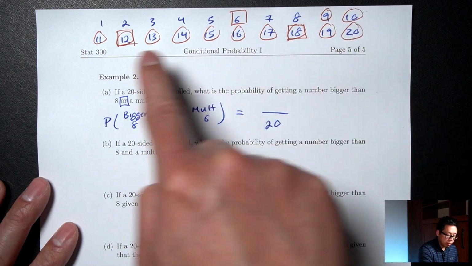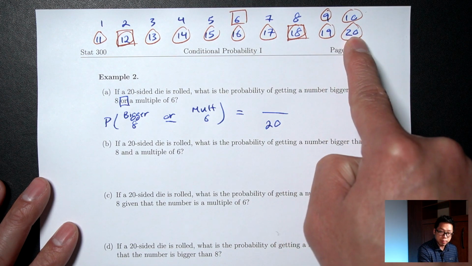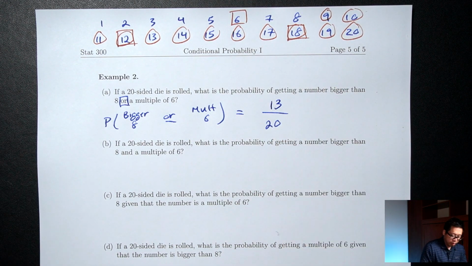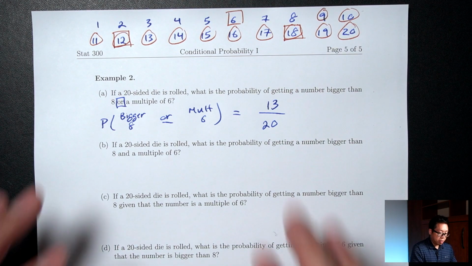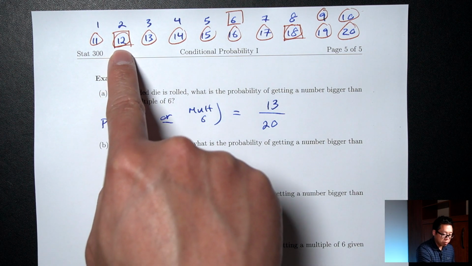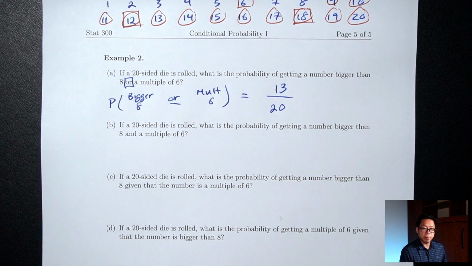That's 1, 2, 3, 4, 5, 6, 7, 8, 9, 10, 11, 12, 13. Okay, that's OR. So I'm taking all the circled ones, all the boxed ones, combining them, but making sure that I don't count the 12 twice and I don't count the 18 twice. So there's 13 of them.